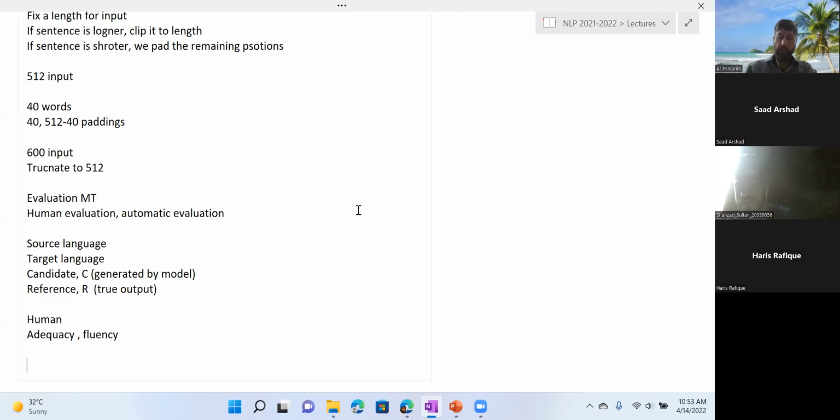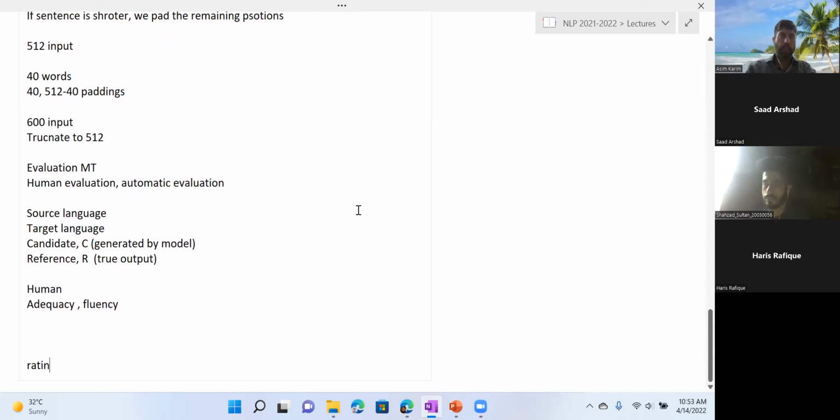In both of these dimensions, we will have some rating scale. So let's say from 1 to 5, 1 might be inadequate or totally not fluent, and 5 would be adequate and highly fluent. You can ask multiple annotators, multiple human beings, to evaluate the translation, and then take the average and maybe also apply some other stats that are appropriate for human evaluation.